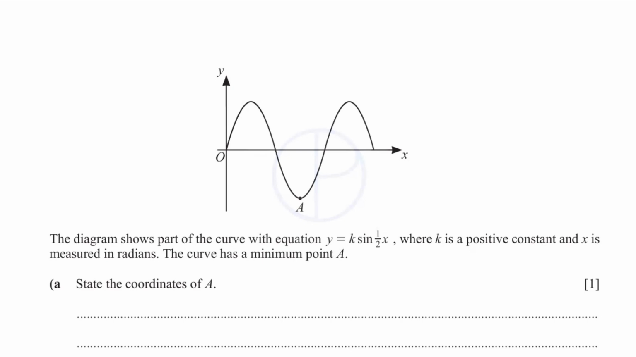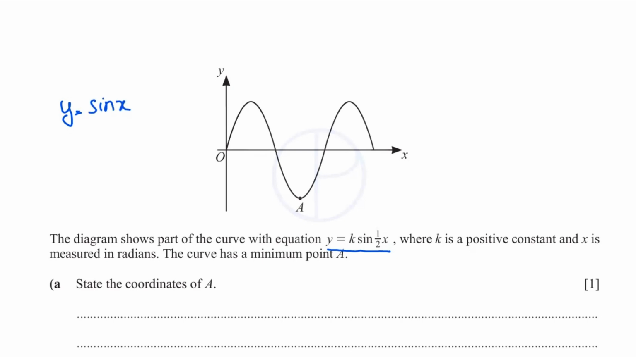The next question is, the diagram shows part of the curve with the equation y is equal to k multiplied by sine 1 over 2x, where k is a positive constant and x is measured in radians. The curve has a minimum point A. State the coordinates of A. This diagram shows the curve with the equation y is equal to k multiplied by sine 1 over 2x. This is a transformed curve of y is equal to sine x.